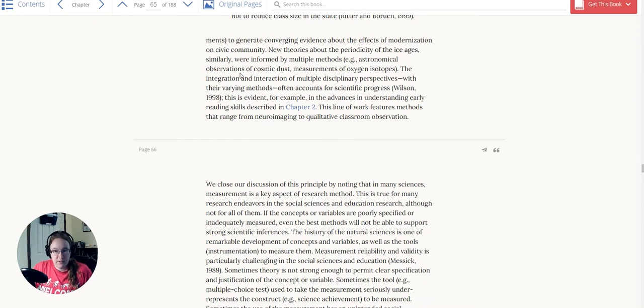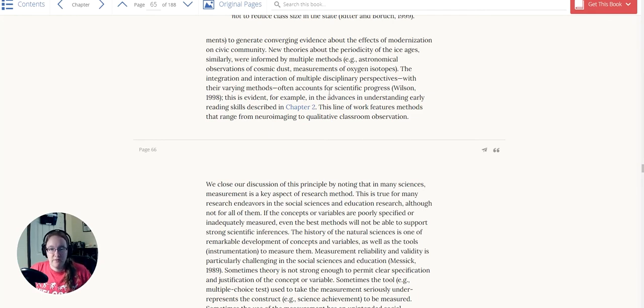New theories about the periodicity of the ice ages similarly were informed by multiple methods. Actually, if you want more information on that in particular, if you're curious, Spencer Weart's book, The Discovery of Global Warming, I don't have the book here in front of me or I'd just hold it up. Spencer Weart's book, The Discovery of Global Warming, does actually talk a lot about that because a lot of the discovery in the history of climate science actually started around how did the ice ages happen, believe it or not. So that's someplace you can get into there.